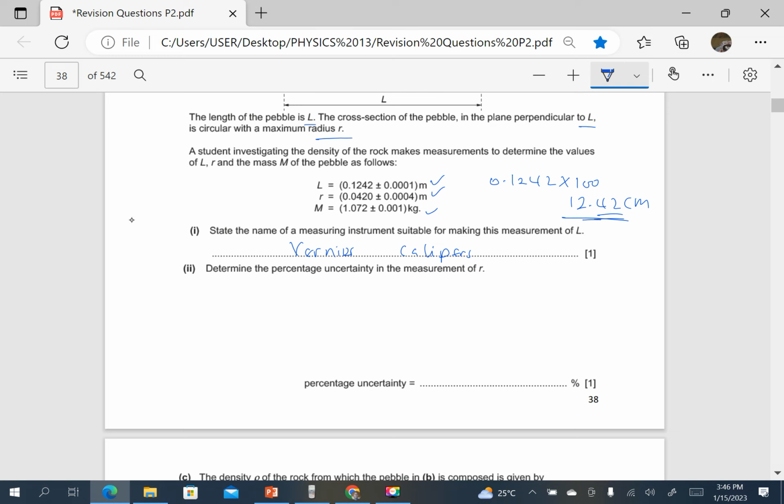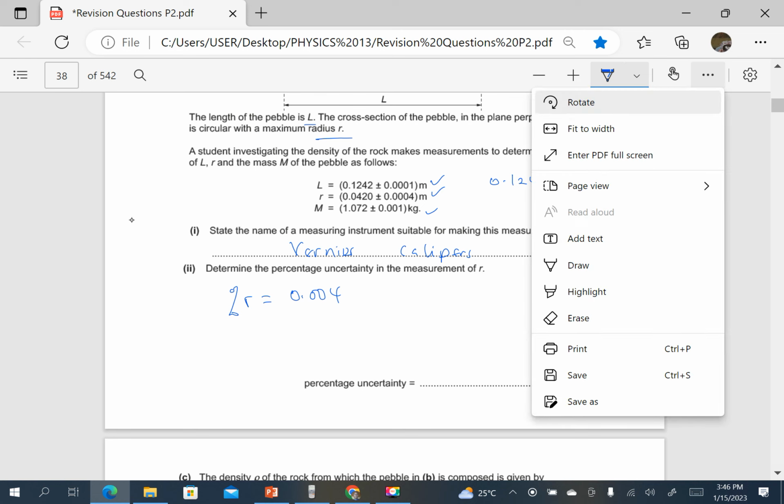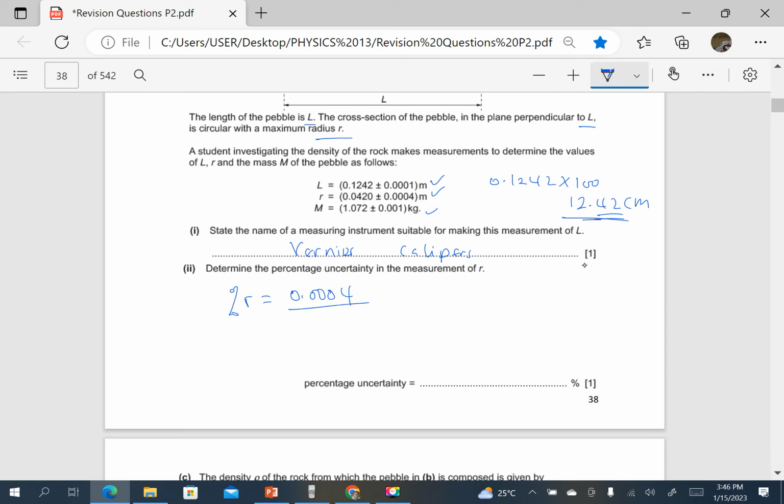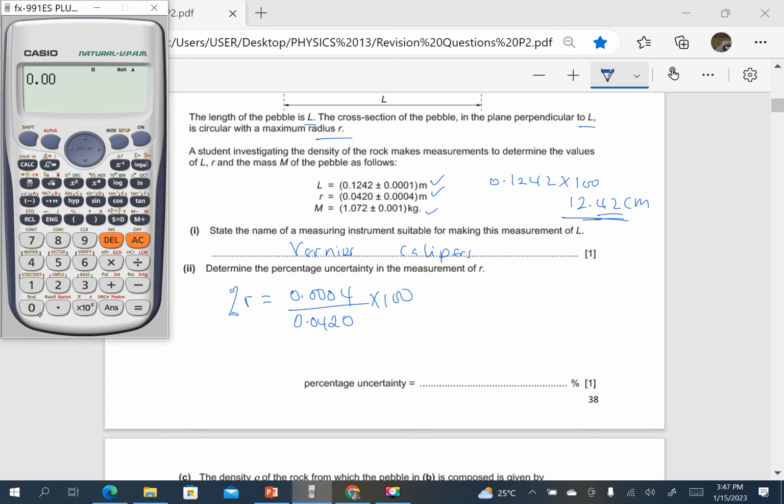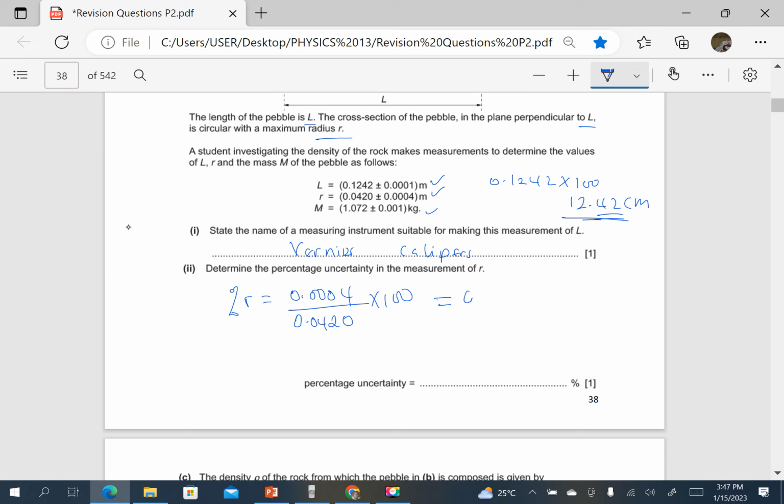Determine the percentage uncertainty in the measurement of R. Percentage uncertainty in R is going to be 0.0004. There are three zeros. 0.0004 divided by the value of R, which is 0.0420, then times 100. 0.0004 divided by 0.0420 times 100, which is 0.95, or approximately 1%.